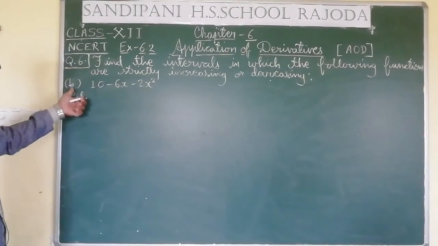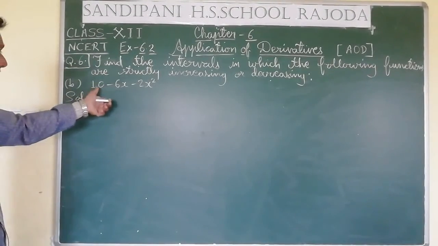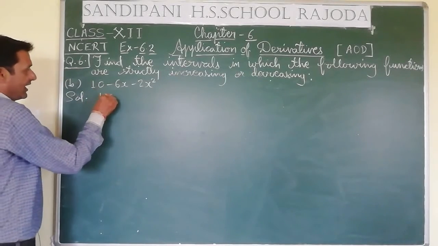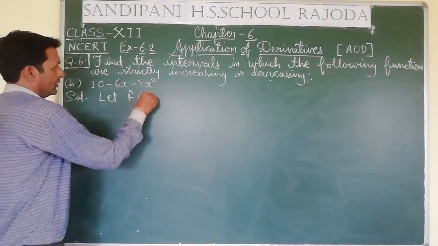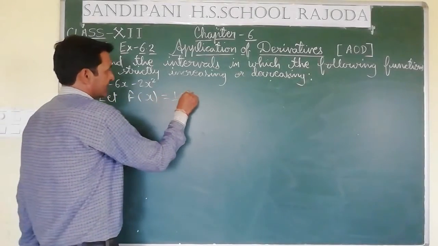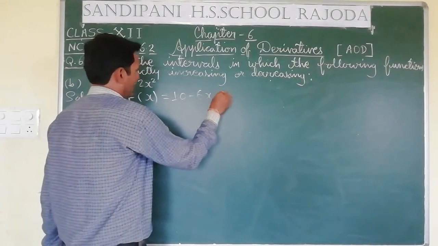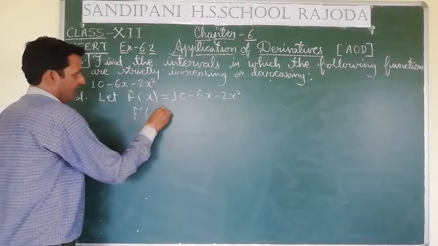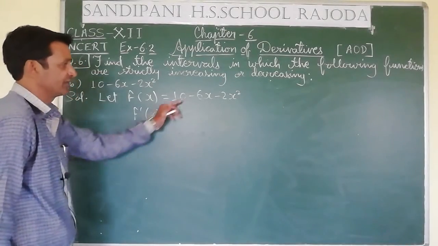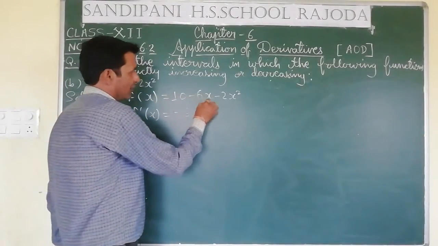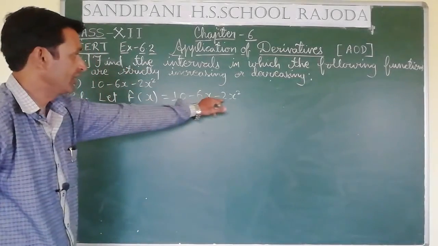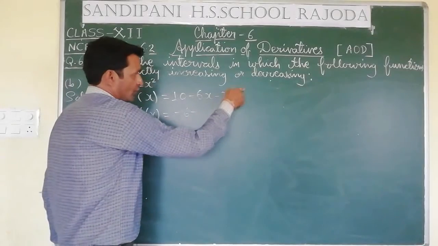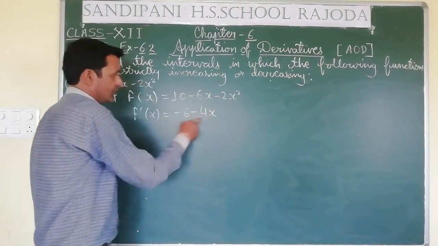Now see, it is question B of question 6. The function is tan inverse 6x minus 2x square. So let f of x be equal to tan inverse 6x minus 2x square. So f dash x means, if we differentiate it, the differentiation of the constant is 0, it will become minus 6 because the differentiation of x is 1. Now the differentiation of 2x square, here it is a negative sign, so it will be 4x. So it will be differentiated.